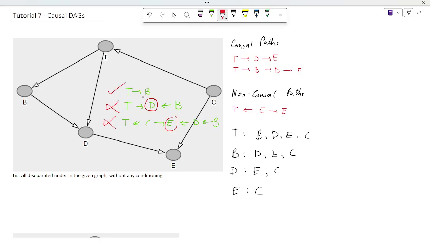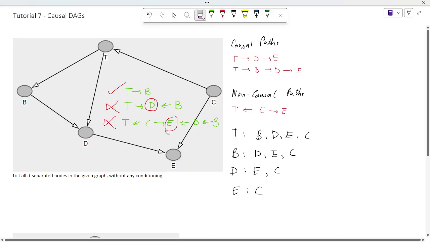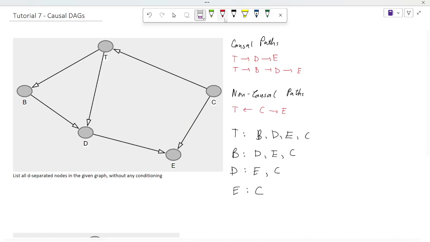So can I say that these two nodes are d-separated then? No, see, that's the thing. These nodes are not d-separated, because if they were d-separated, all the paths would be blocked. Even if I have one open path, it means that they are not d-separated. They are not independent. All right. So T and B cancels out then.